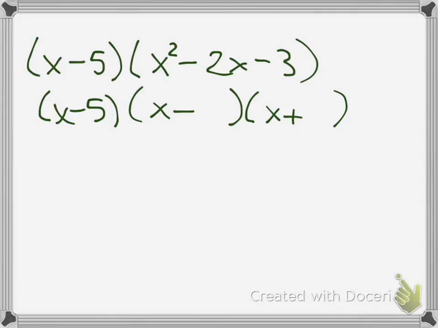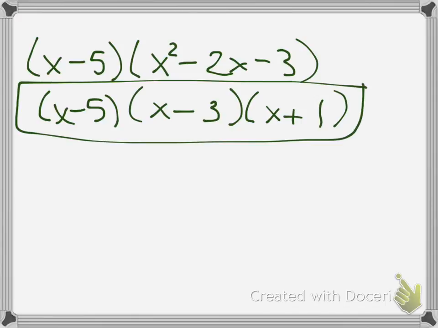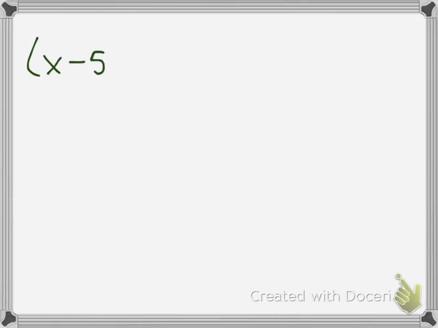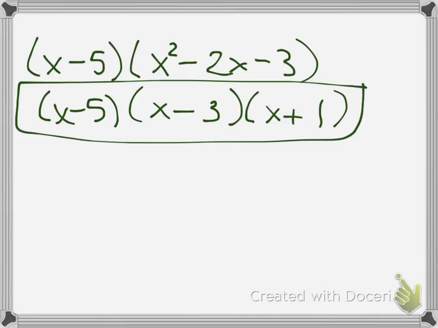But in this case, I do have two numbers that multiply to give me negative 3 and subtract to give me 2, as in 3 and 1. So there it is, fully factored out. x minus 5 times x minus 3 times x plus 1 would multiply to give you that x cubed minus 7x squared plus 7x plus 15. That's a lot. So, there you go.